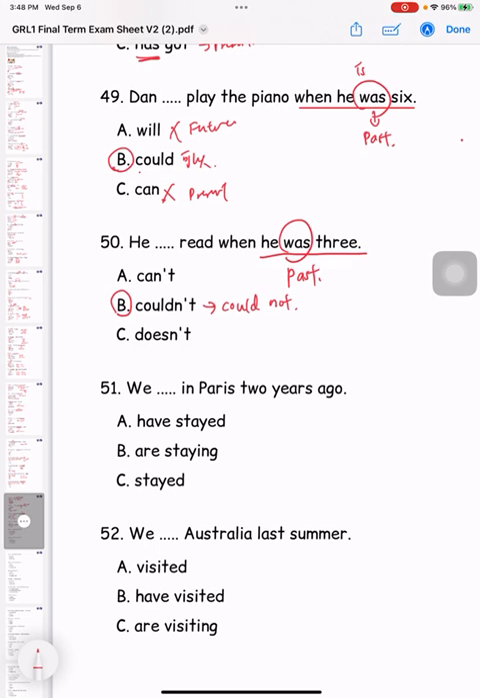Okay, now 51. We in Paris 2 years ago. Alright, so very obvious means 2年前. So that means something in the past as well. So we have to use past simple tense. So which one is past simple tense? Not A, not B, but C. So sometimes past simple tense, the regular verbs, you just add ed at the back. This is the past simple tense.